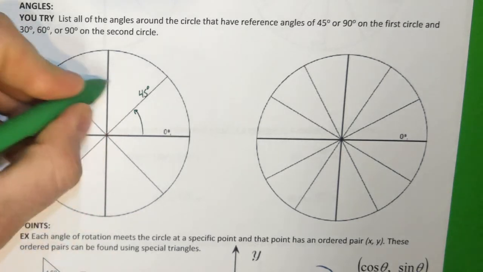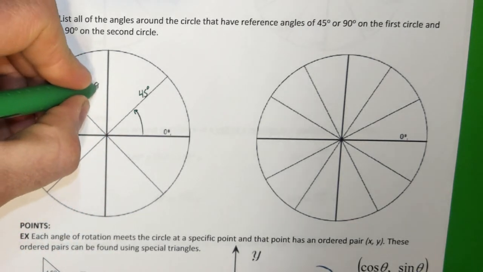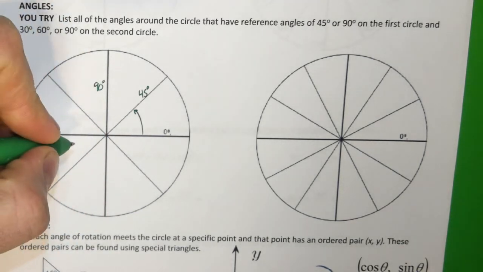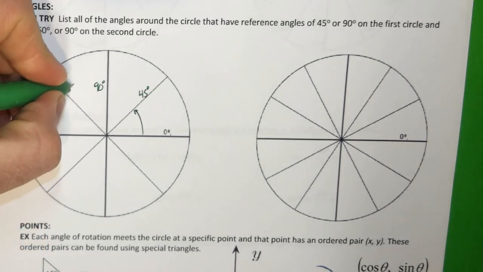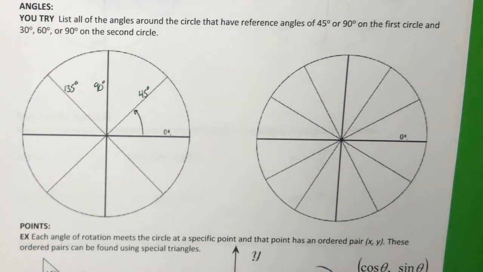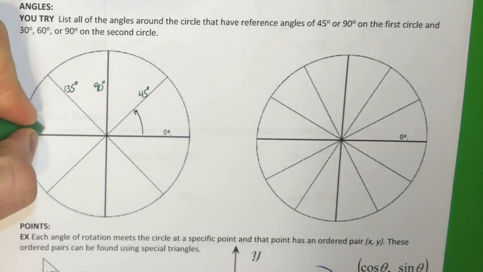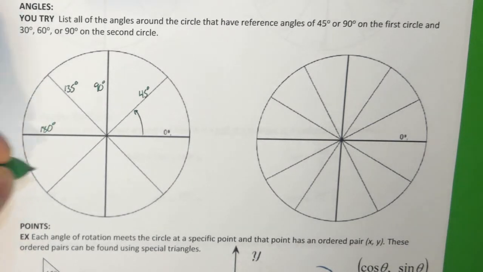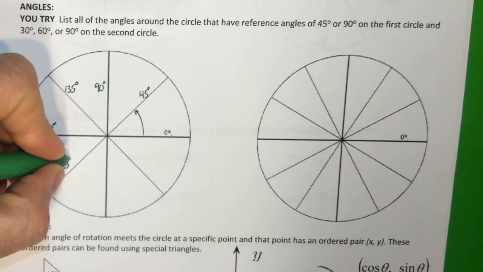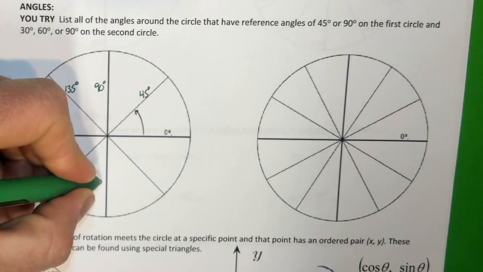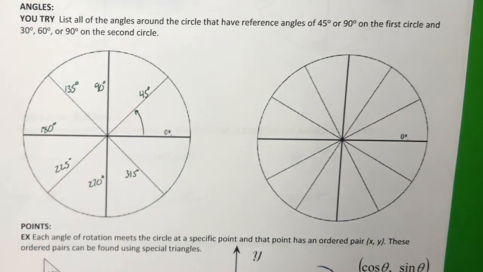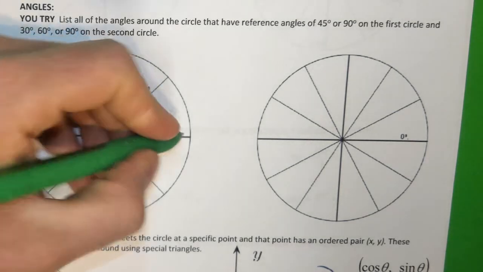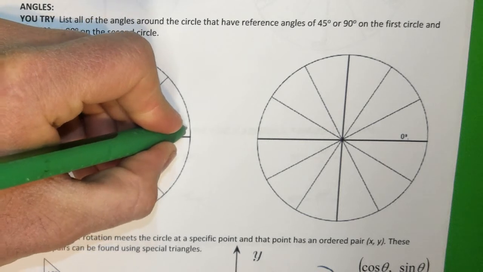If I rotate another 45 degrees, that gets me to 90 degrees. If I rotate another 45 degrees after that, I'm up to 135 degrees. Another 45 is going to get me to 180 degrees, 225 degrees, 270 degrees, 315 degrees, and then if you add 45 one more time, you end up at the exact same place where you started, and that is 360 degrees.